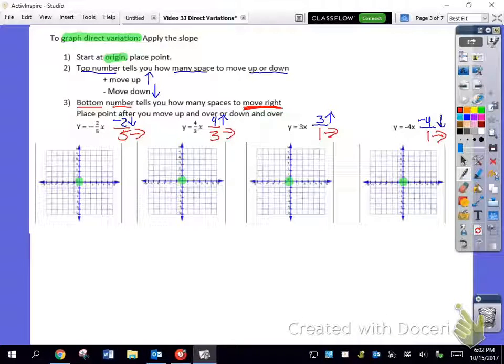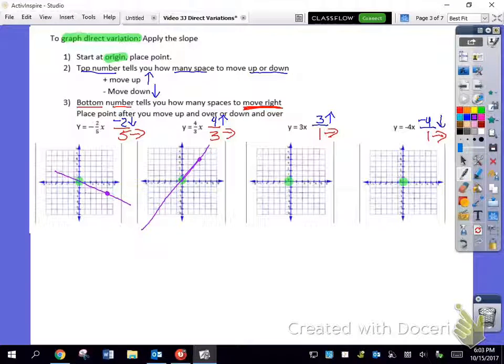Now I'm going to do both of these together to plot my point, all right? So starting at the origin, you go down 2 and then over 5. 1, 2, 3, 4, 5. Put a dot. And there is my line. It's decreasing. Start at the origin, go up 4, 1, 2, 3, 4, and to the right 3. 1, 2, 3. And there is your line, your direct variation.